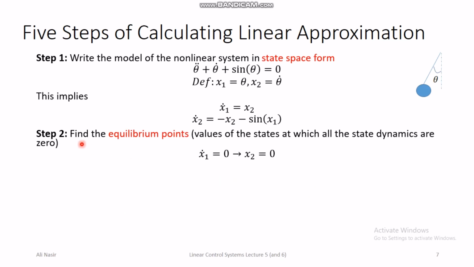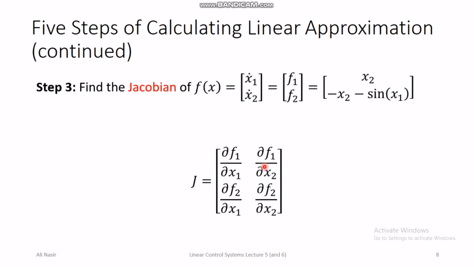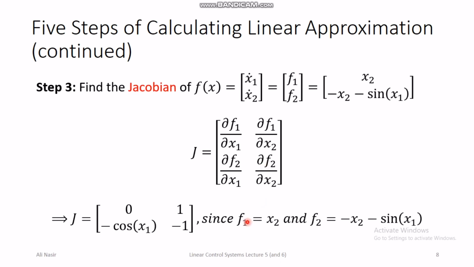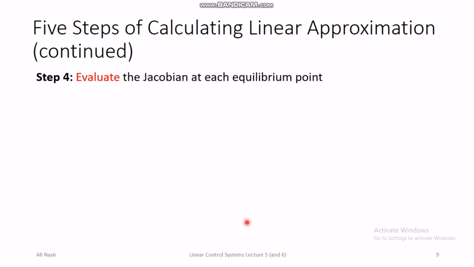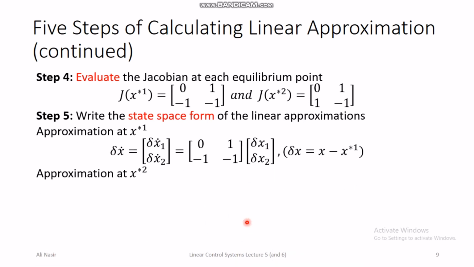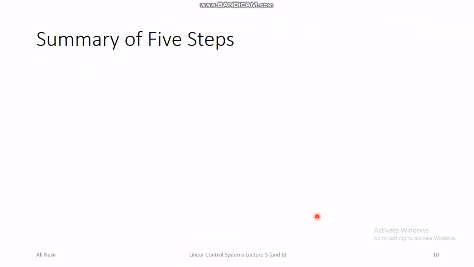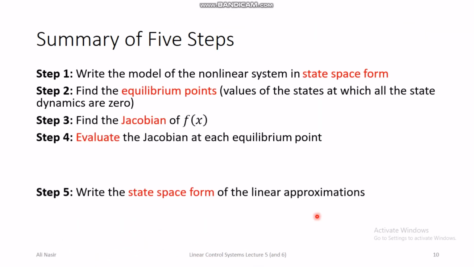So step 1, step 2. Step 1 is to write the system in the state space form. Step 2 is to find the equilibrium point values. Step 3 is to find the Jacobian matrix, and step 4 is to evaluate the Jacobian at the equilibrium point values. Then step 5 is to write the linear approximation in the matrix form. And this was the summary of the 5 steps.